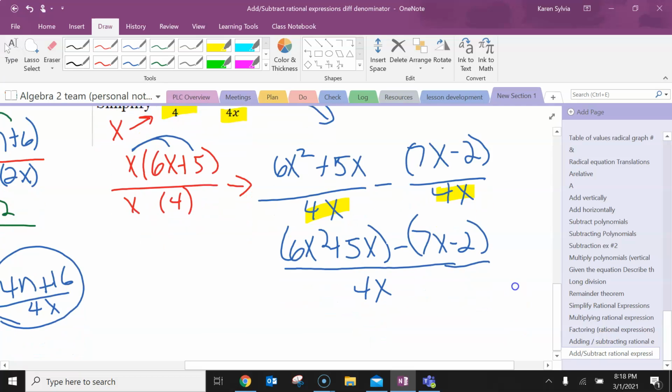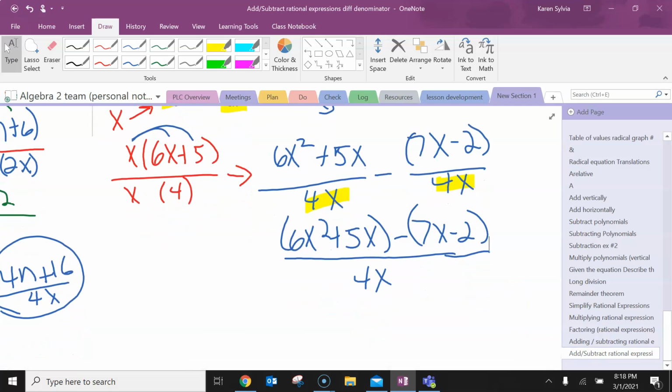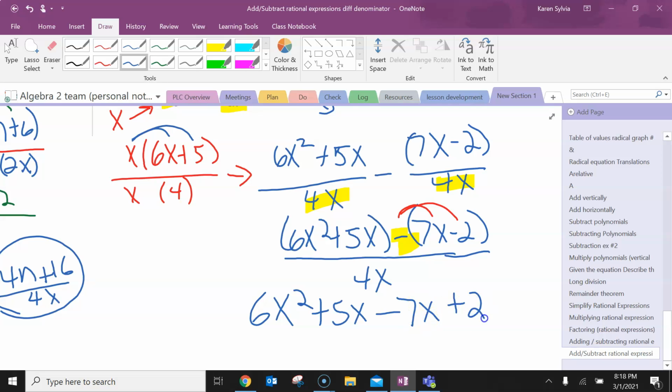My next step in the process of subtracting fractions with like denominators, because it's a subtraction problem, I need to distribute that negative sign. So my numerator now becomes 6x squared plus 5x minus 7x and a plus 2, keeping in mind that those signs that follow the subtraction sign must change.